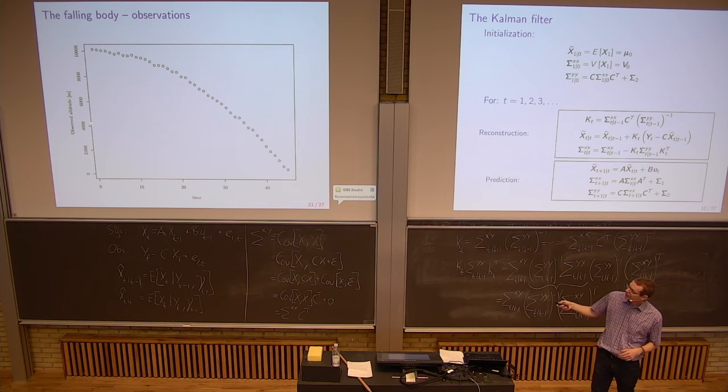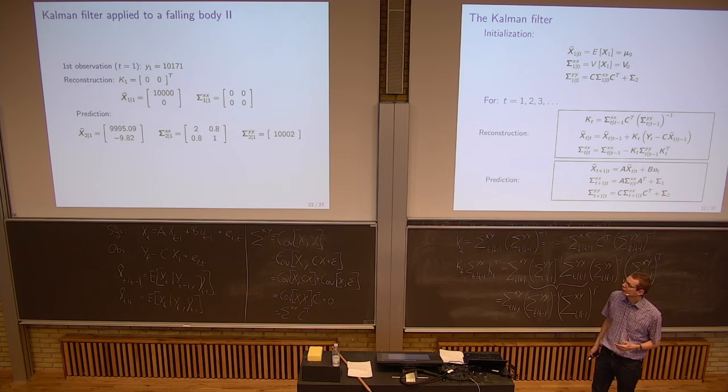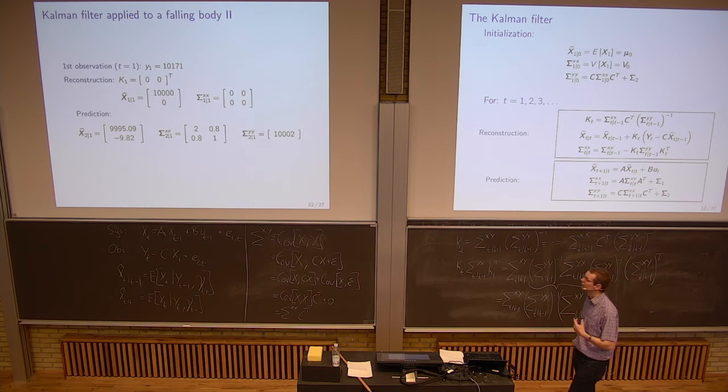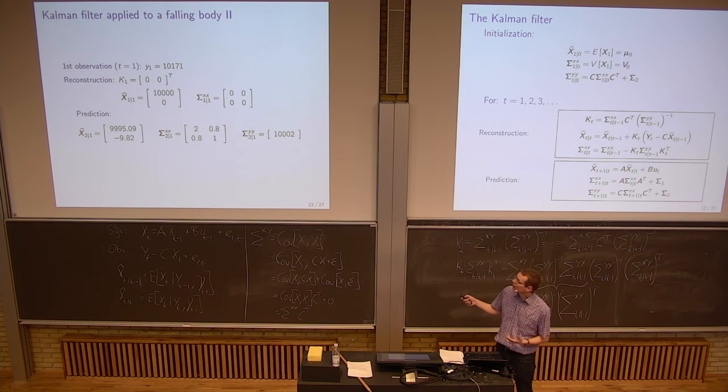And basically, you should expect kind of a second order polynomial falling down there. That's basically what we get with some noise. Now we're going for the Kalman filter of this. We get the first observation like this.